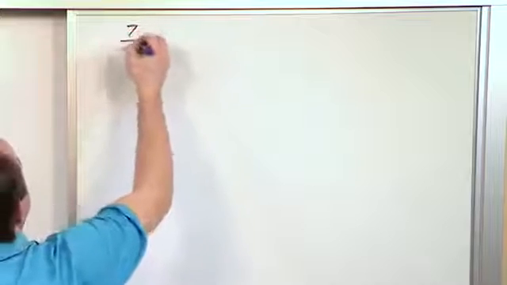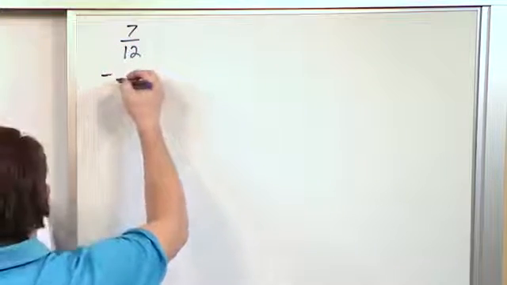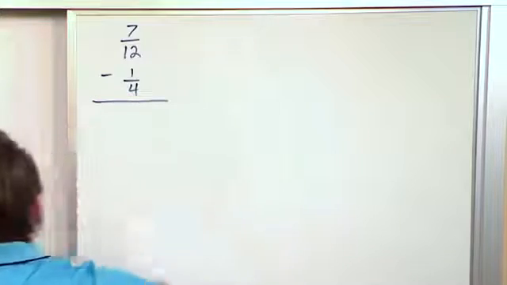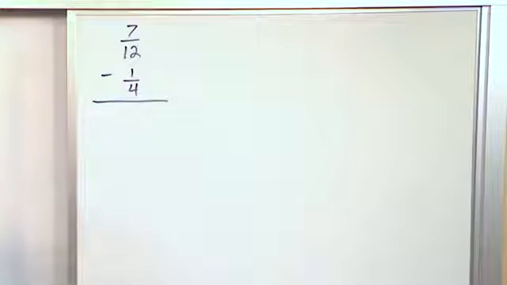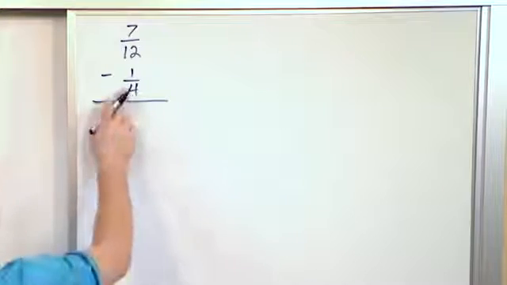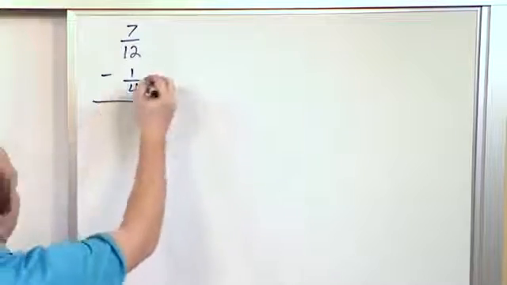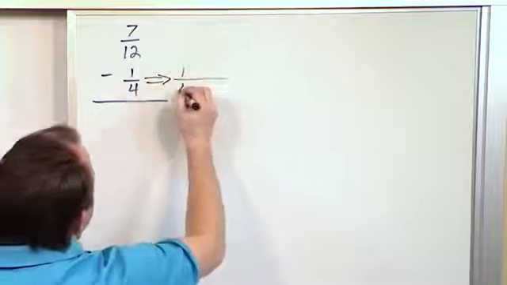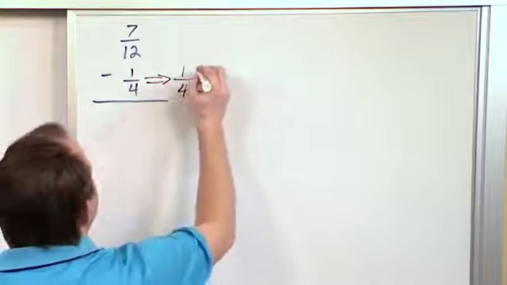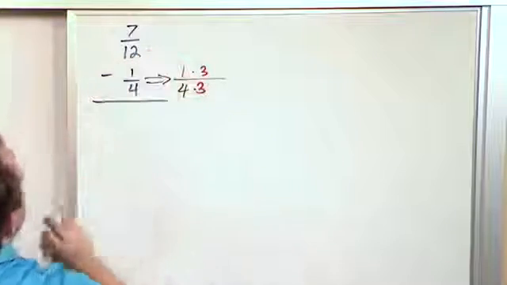All right. Now what if we have 7/12 and I'm subtracting from that 1/4? Like this. So I have a 12 up here and I have a 4 down there. Those are clearly not a common denominator, but I know that 4 times 3 is 12. So I can just transform this fraction by taking the 1/4 and I can multiply the top and bottom by 3 because I'm trying to reach 12.